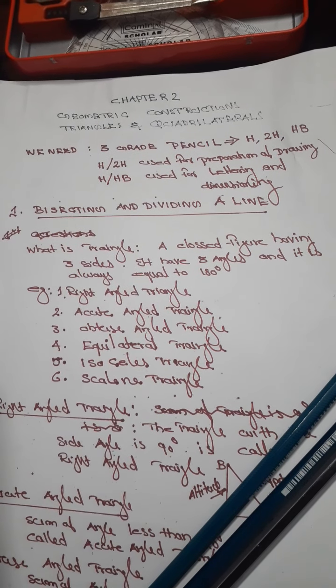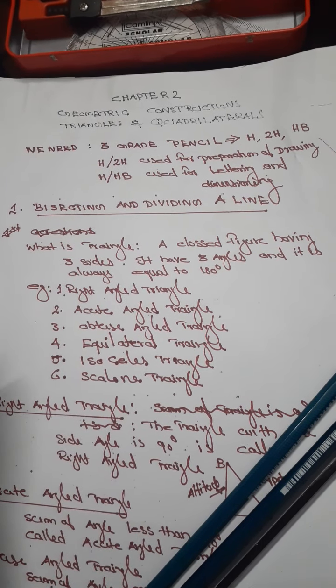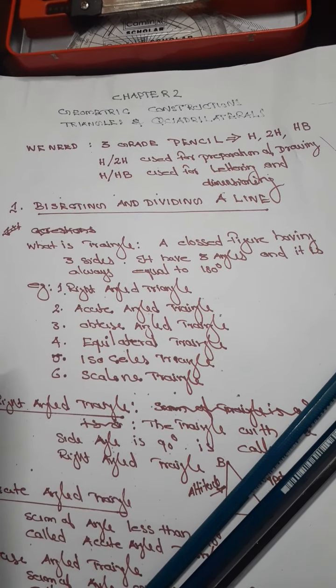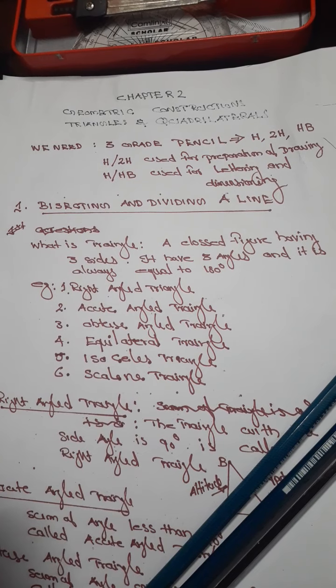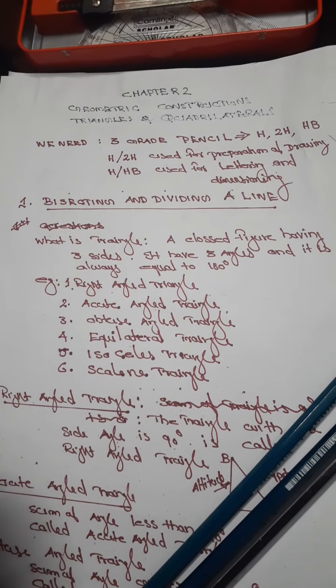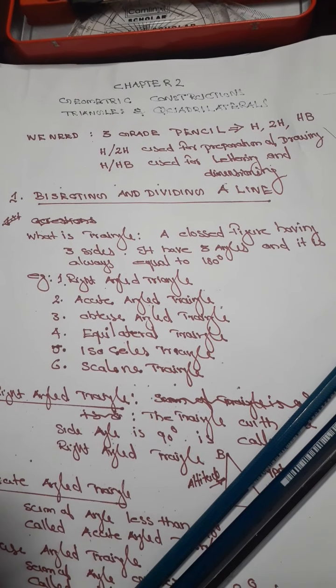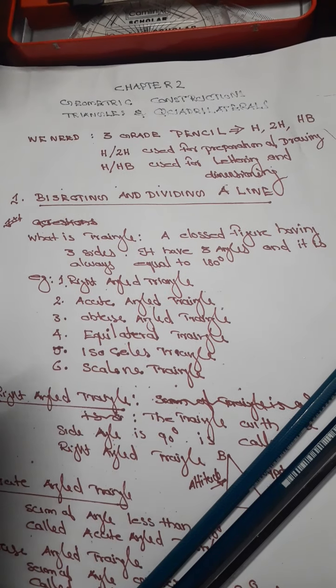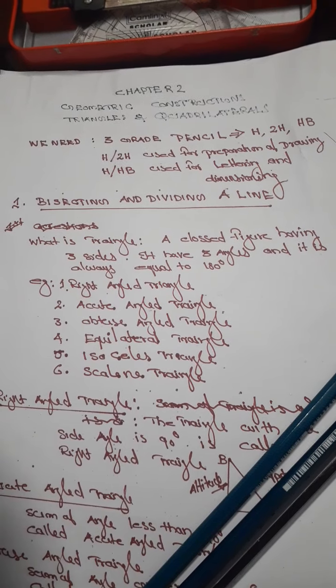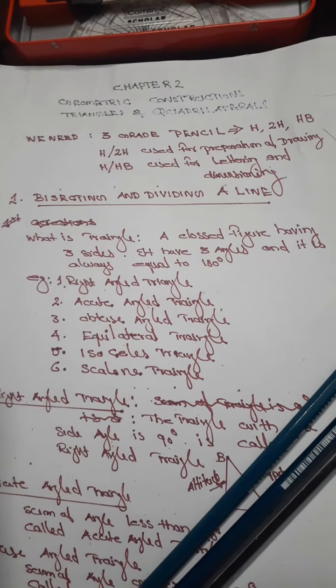There are different types of triangles in our engineering drawing: right angle, isosceles, obtuse angle, acute angle, equilateral, and scalene triangle. These are the types of triangles in our engineering drawing.